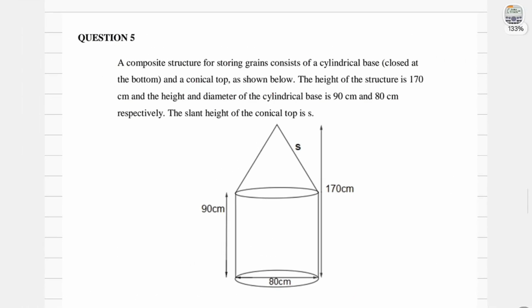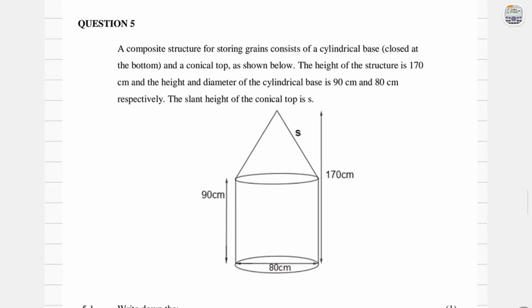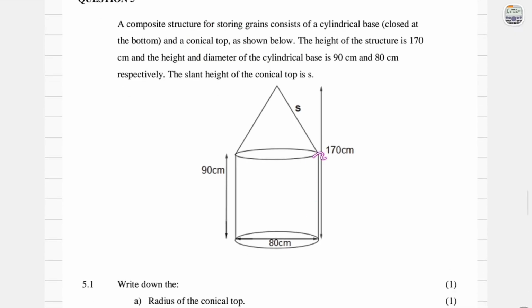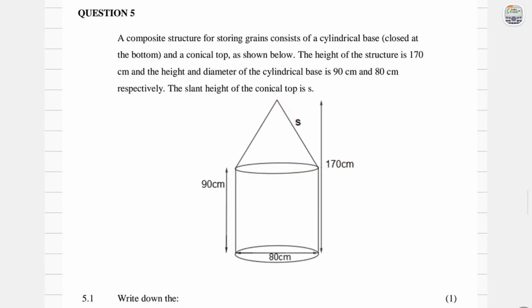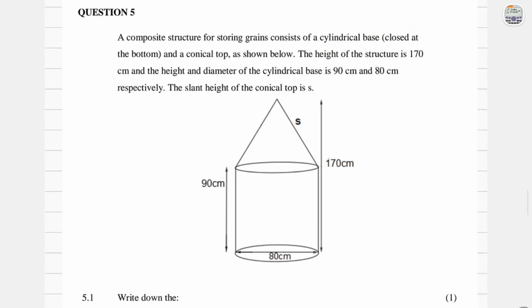Question 5 says, a composite structure for storing grains consists of a cylindrical base. Okay, so this is the cylinder we have. And they say it is closed at the bottom. And a conical top. So this is the cone that we have, as shown below. The height of the structure is 170 centimeters in total. Okay, and the height and diameter of the cylindrical base is 90 centimeters and 80 centimeters respectively. Okay, the slant height of the conical top is S.